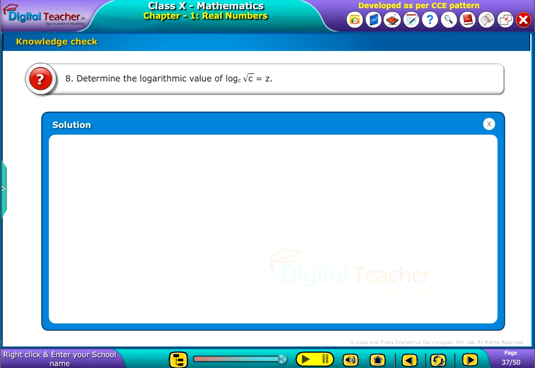Determine the logarithmic value of log root c to the base c is equal to z. Let log root c to the base c is equal to z. Then the exponential form is c power z equal to root c, so z equal to 1 by 2.